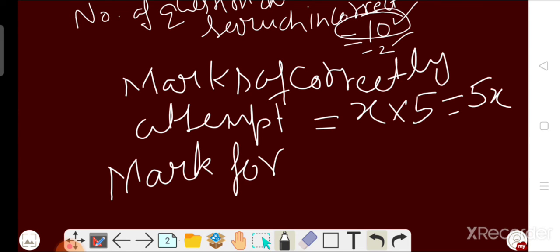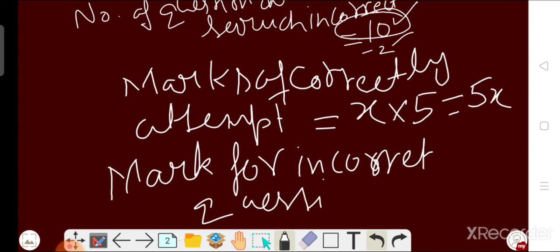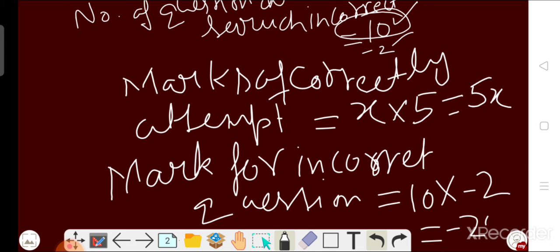marks for incorrect questions is equal to 10 multiplied by -2. Because, beta, for one incorrect question we will get -2 marks, and for 10 incorrect questions we will get 10 multiplied by -2 marks, and that is equal to -20. Okay. And it is given that overall marks obtained by Suruchi is 75.